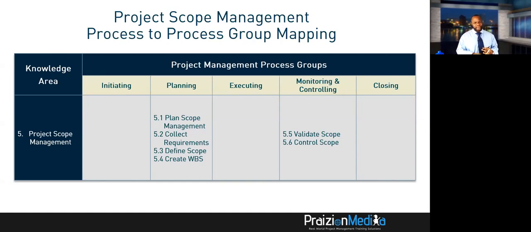Page 25. If you're not able to draw out page 25, I want to challenge you to attempt it and work on it until you're able to do it. Okay? So as you can see here, we have 6 processes. 4 are in planning, 2 are in monitoring and controlling. That's how you need to think about it. That's the mindset.